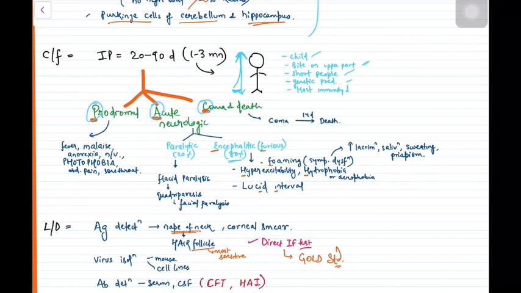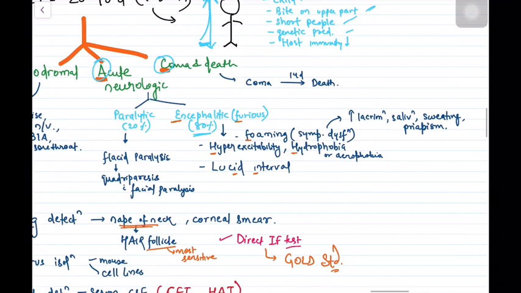So in 80% it is the encephalitic phase, and in 20% it is the paralytic phase. In paralytic there will be flaccid paralysis. Initially the leg on which the bite has taken place will be paralyzed. Ultimately all the 4 limbs will be involved, so it will lead to quadriparesis with facial paralysis, right?